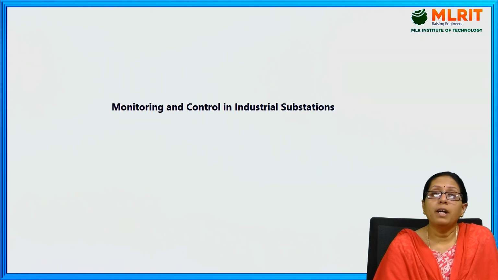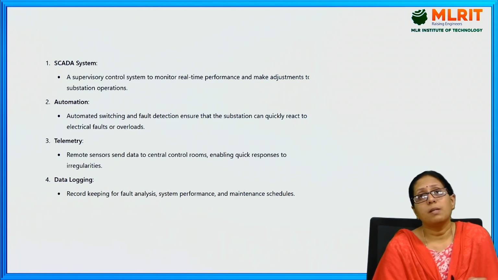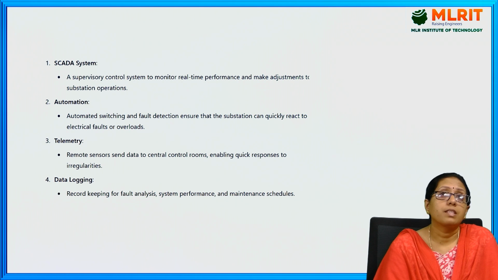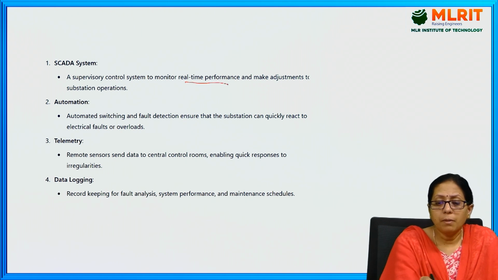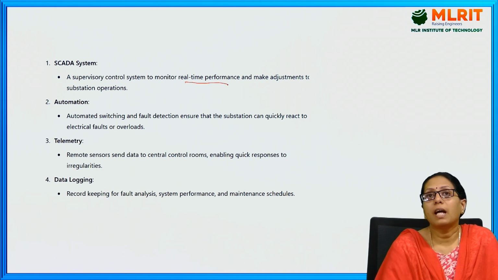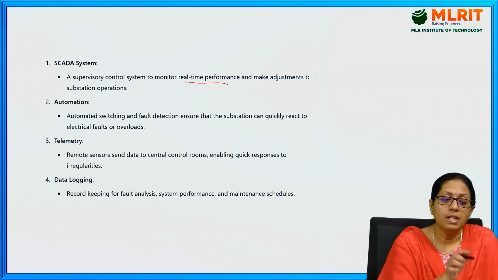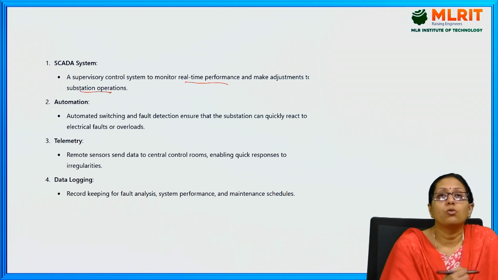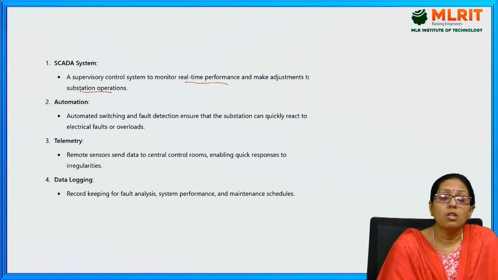Next one is monitoring and control of industrial substations. The first one is the SCADA system, that is, a supervisory control system to monitor real-time performance and make adjustments to protect the substation operations. So, a proper SCADA system should be there.